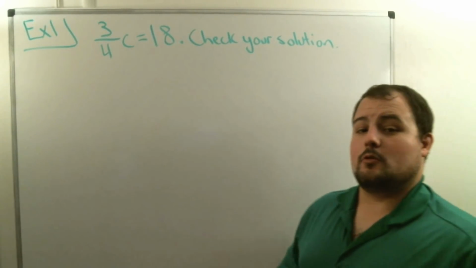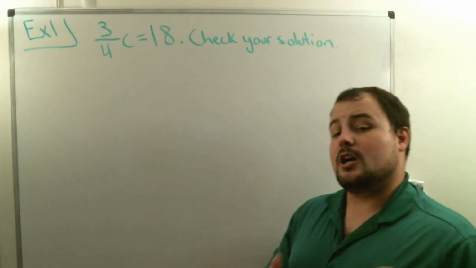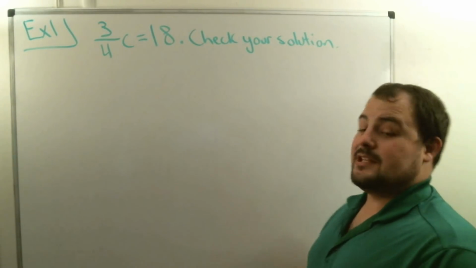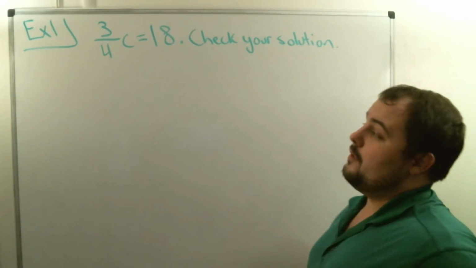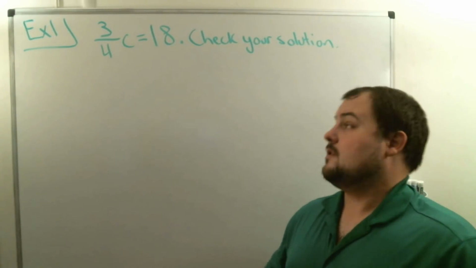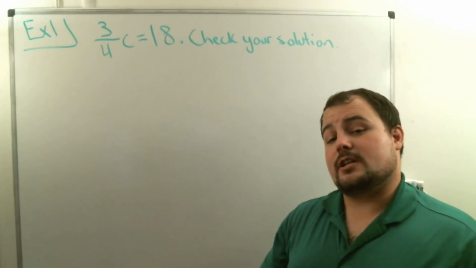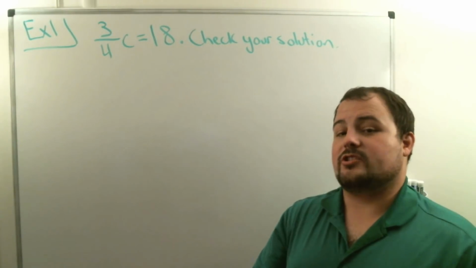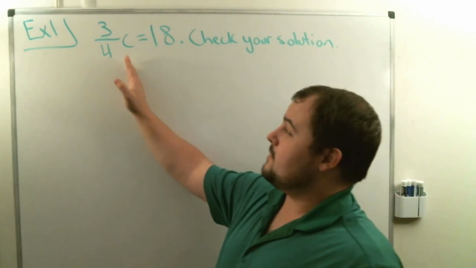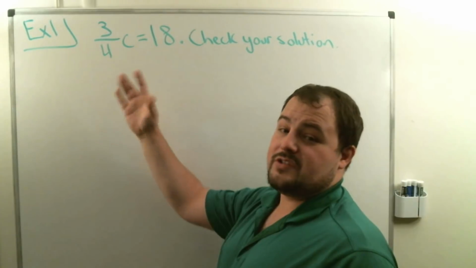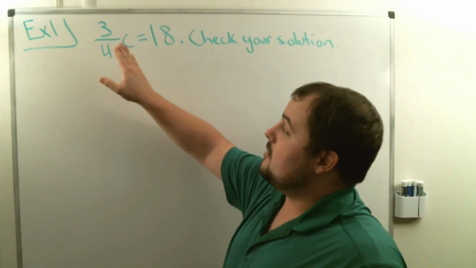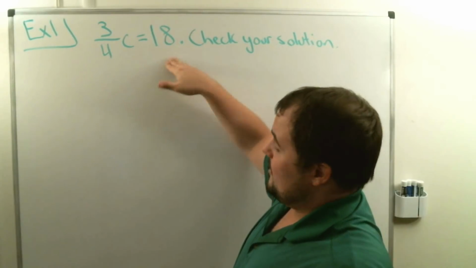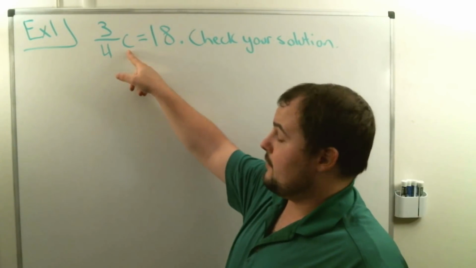For our first example, we're going to be solving 3/4 of c equals 18. So we're going to take 3/4 times c, and c is a number we don't know. 3/4 is the coefficient of c, because one of our vocab words is coefficient. 3/4 is the number that's right next to the variable, it's in front, which means it's multiplying by the variable. So we need to know 3/4 of what number is 18. So we have to figure out this number.